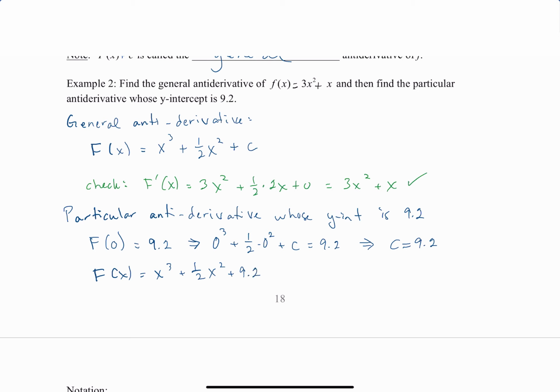So any given function has infinitely many antiderivatives. If you express them in a single formula, that's called the general antiderivative. But then you might want to single out one particular antiderivative that has a specific property, such as its y-intercept being 9.2.